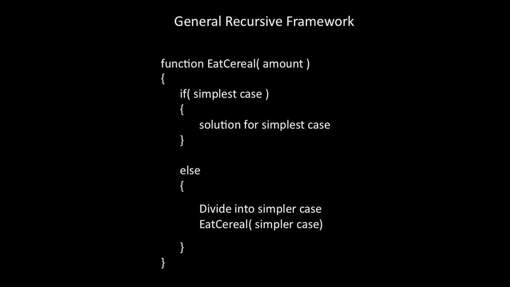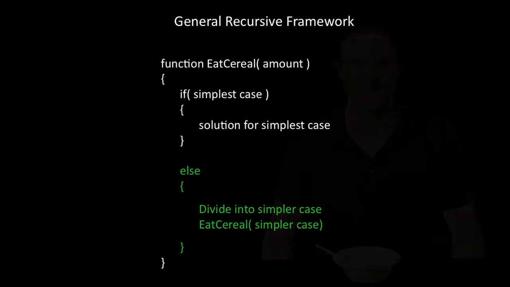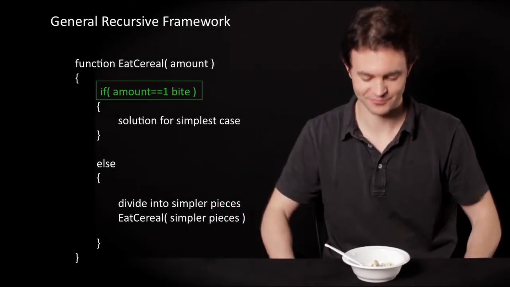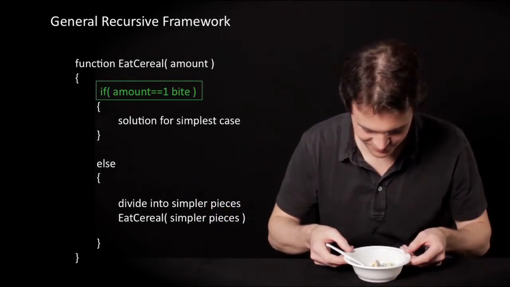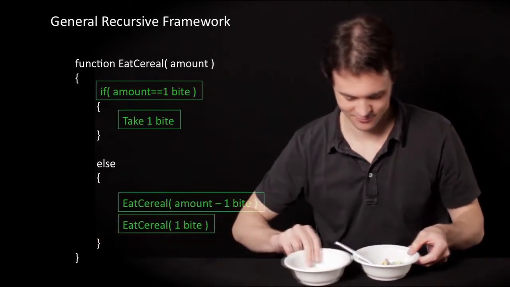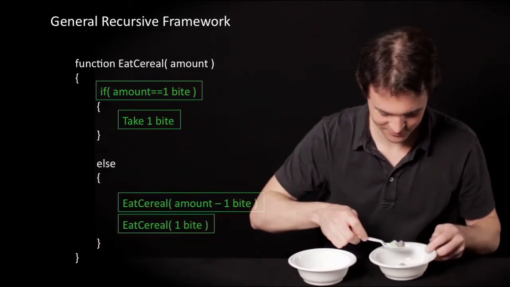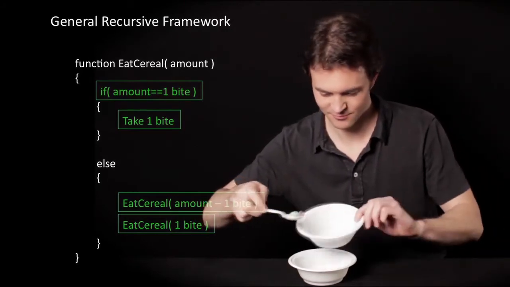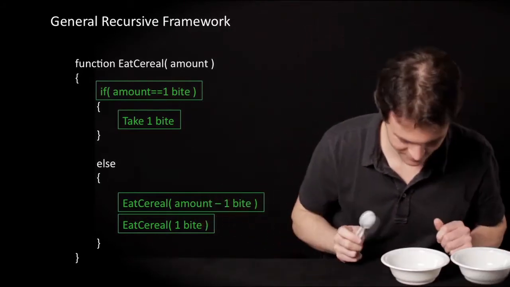Or we could also take the following alternate approach. Start with telling the computer how to solve the simplest problem. Then break the problem into simpler and simpler pieces until we reach the version we've already told the computer how to solve. Does the bowl contain 1 bite of cereal? If so, take the bite. If not, divide it up into a bowl containing 1 bite and a bowl containing the remainder. Repeat this procedure on the resulting bowls.